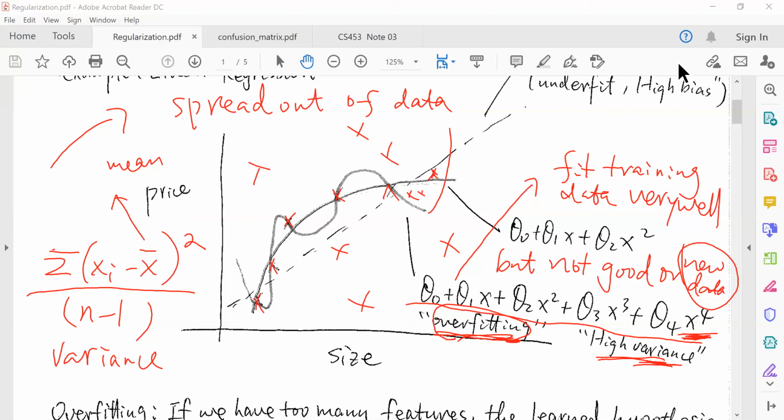So it's going to fit the training data very well. But like we just discussed, when new data comes in, maybe in the original data there was a lot of noise.